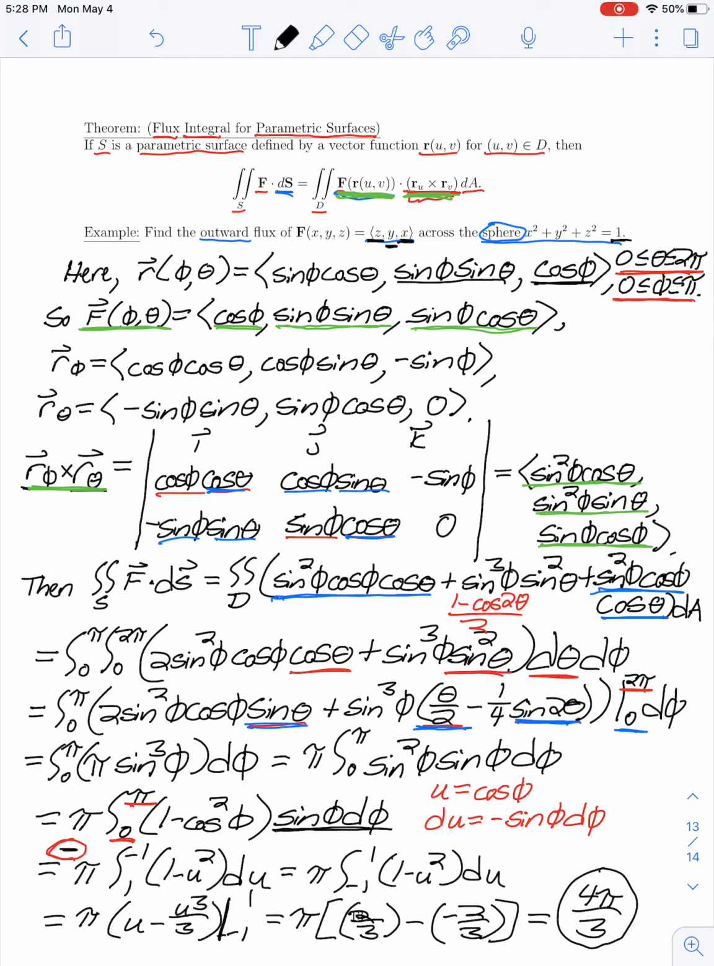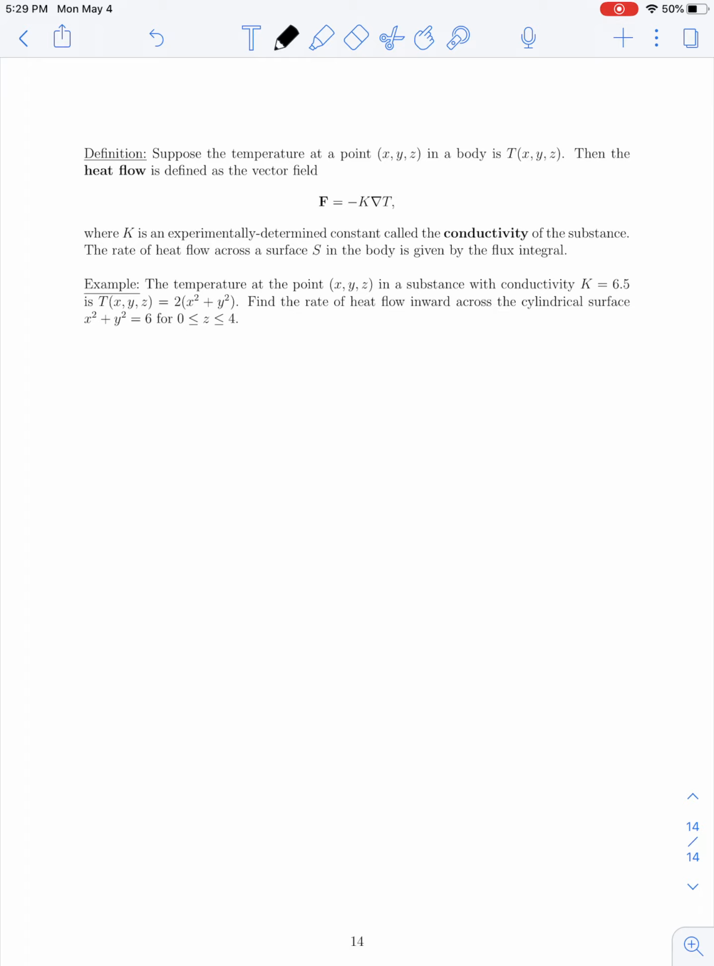Okay, so here, of course, notationally, this is pretty tedious, making use of the spherical coordinates, but this is still an easier approach than if we were to try to calculate the flux by considering the upper and lower hemispheres individually. So to finish out this section, we'll consider one application of flux here.